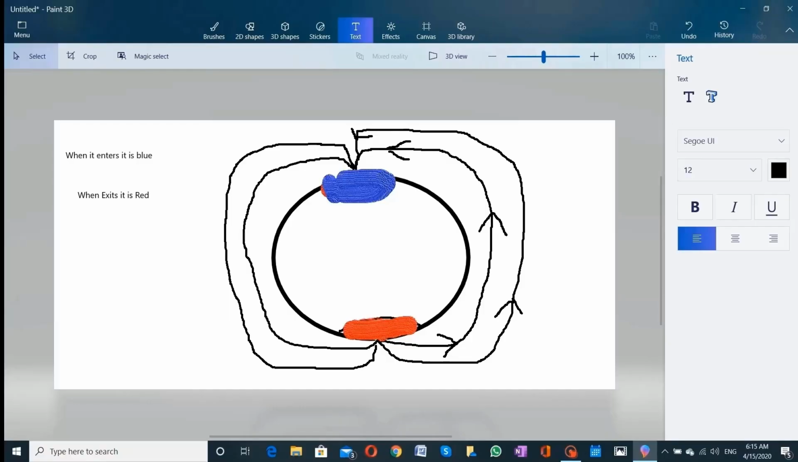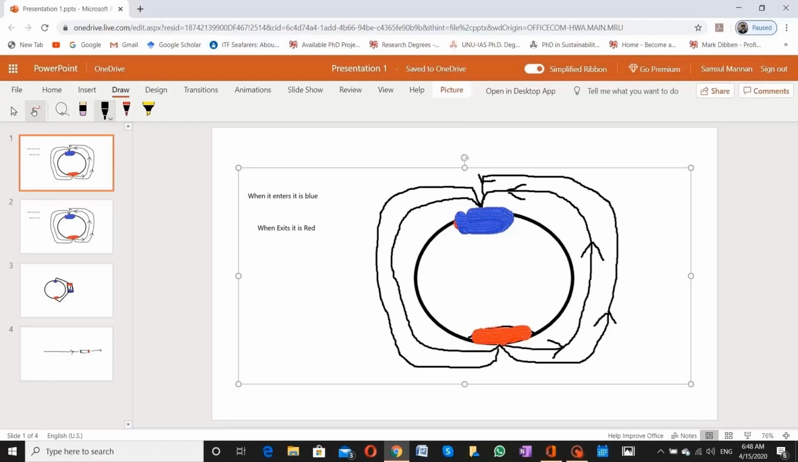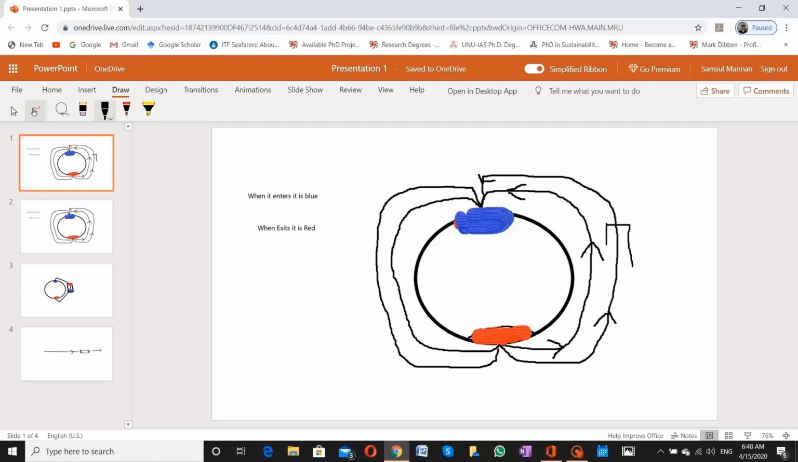Now, if we keep a magnetic substance in that Earth's magnetic field, obviously that magnetic substance will be influenced by the Earth's magnetic field, and it will also have two poles. One is a blue pole and one is a red pole. Now the question is, what will be the blue pole and what will be the red pole?